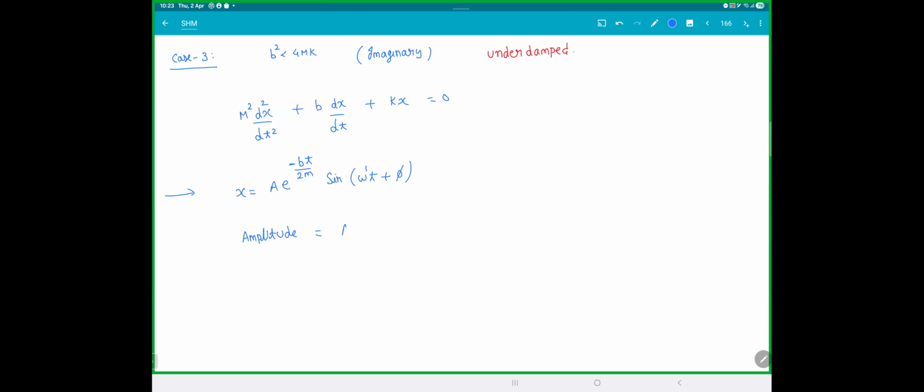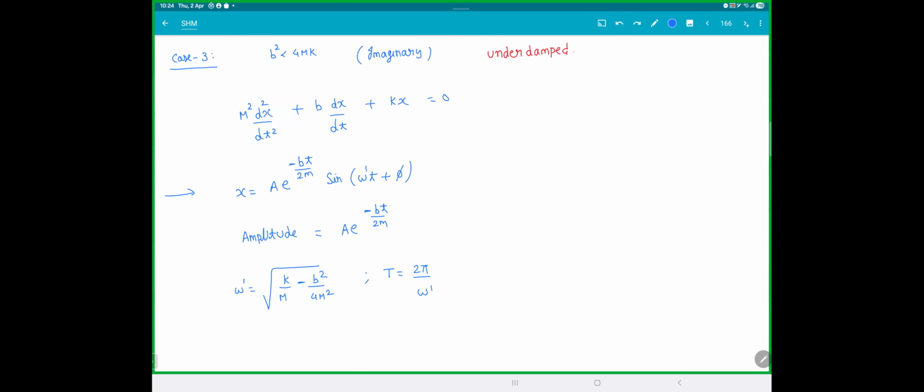The amplitude will be A into e power minus bt by 2m. So this is a sine function whose amplitude is decreasing. So omega dash is root over k by m minus b square by 4m square. And the time period will be 2 pi by omega dash. So these are all the things they can ask you. In an underdamped oscillation, find the amplitude, find the omega dash, find the time period.